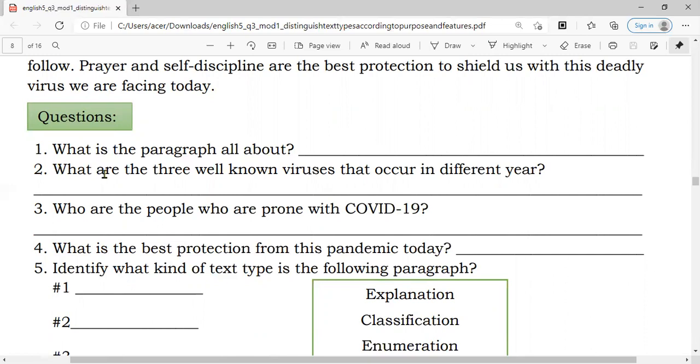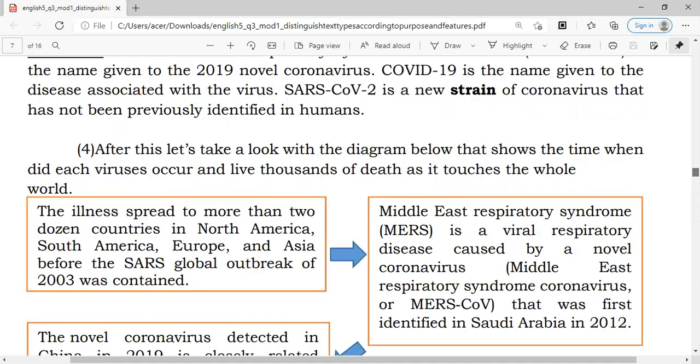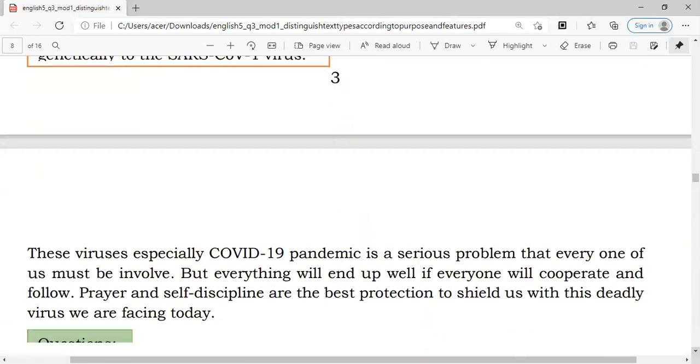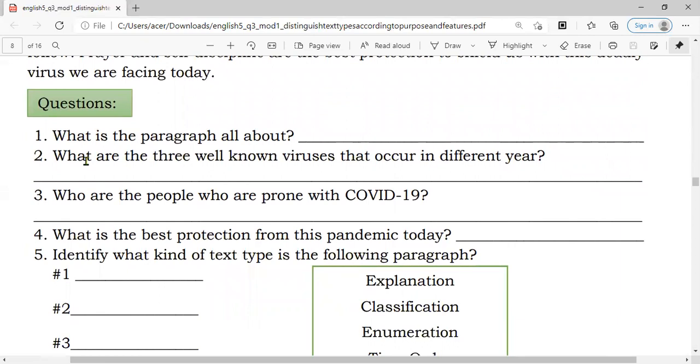Number 2, what are the three well-known viruses that occur in different years? So you have 2003, 2012, and 2019. And so you have MERS-CoV, you have COVID-19, and then back in 2003, the coronavirus spread, SARS, okay, in 2003. So you have already answers for 1 and 2.